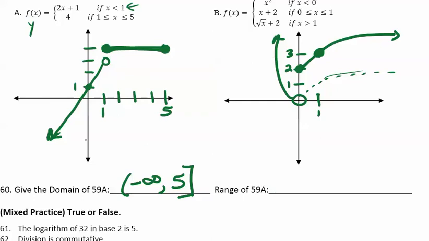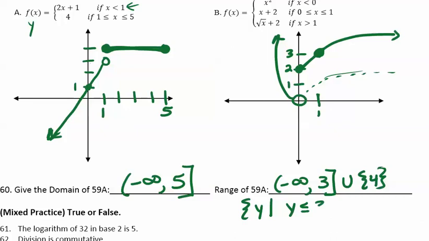For the range of that function, what did we come up with? This branch starts at 3 and goes down forever. So negative infinity to 3 for one branch. And then that's also union with the other branch. Oops, nope, the other branch is not 3, it is 4. Is there another way to write this in set builder? Sure. The set of all y such that y is less than or equal to 3 or y is equal to 4. So you can either use interval notation or you can use set builder notation.